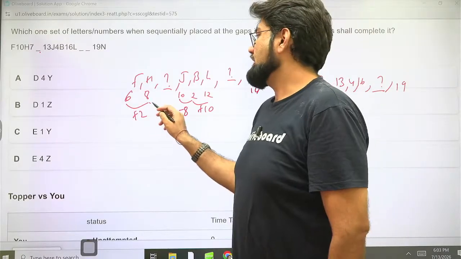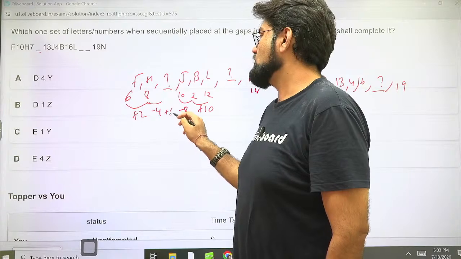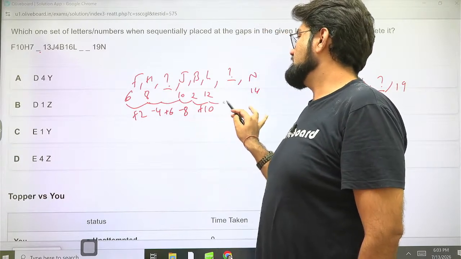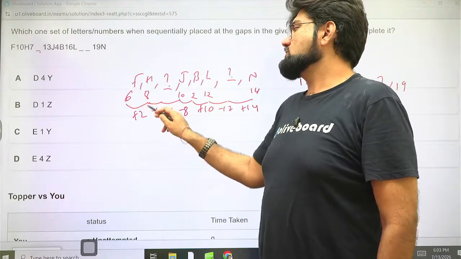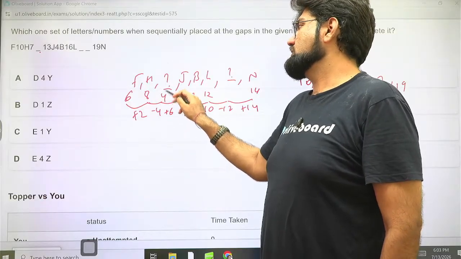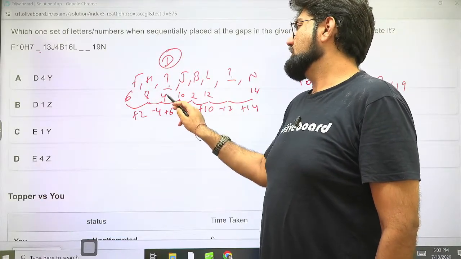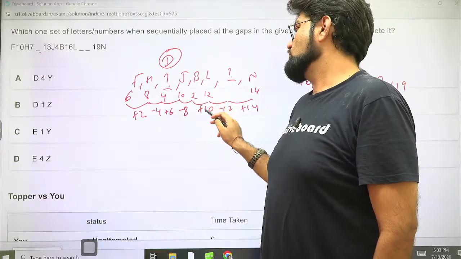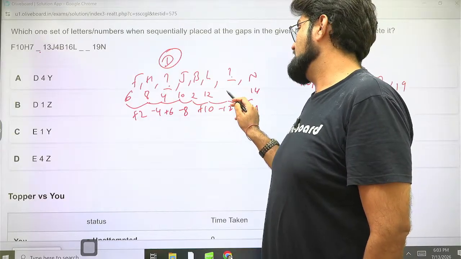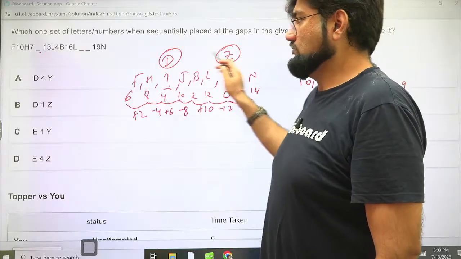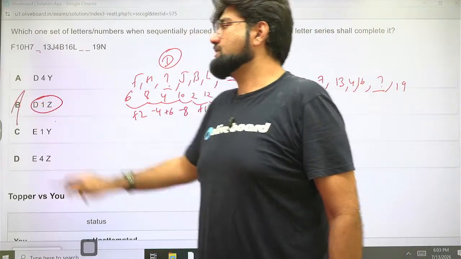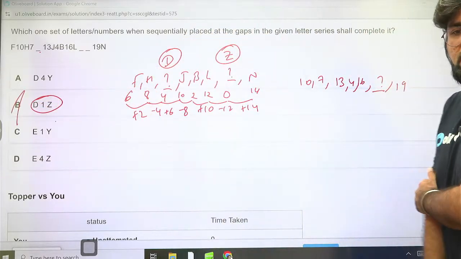Okay. So I can say minus 4 plus 6, alternating with the signs. Then this will be minus 12 and plus 14. Just confirm it once. So 2 plus 6 plus 2 is 8, 8 minus 4 is 4, that means this should be D. Then 4 plus 6 is 10, 10 minus 8 is 2, 2 plus 10 is 12, 12 minus 12 is 0, 0 means Z, and 0 plus 14 is 14. So with D and Z as the letters, option B is the only possibility, right?